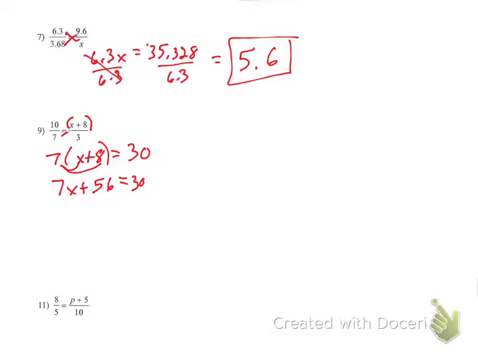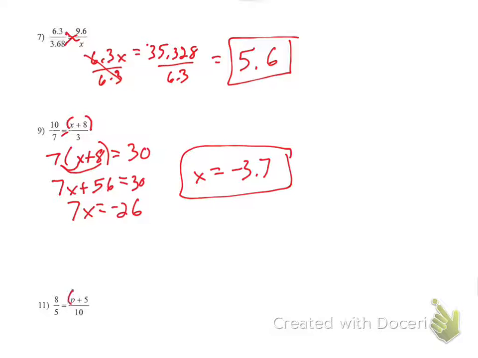I'm going to do 30 minus 56, and I'll get negative 26. So 7x will equal negative 26. Divide that by 7, and I'll get x is equal to negative 3.7.